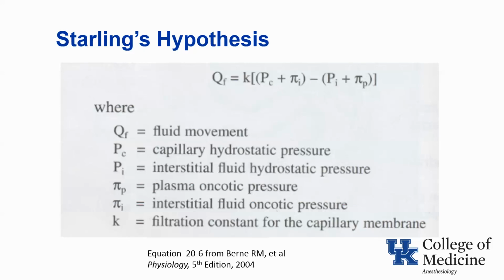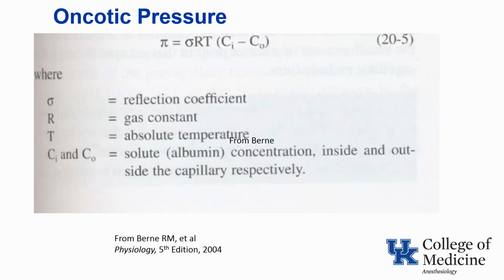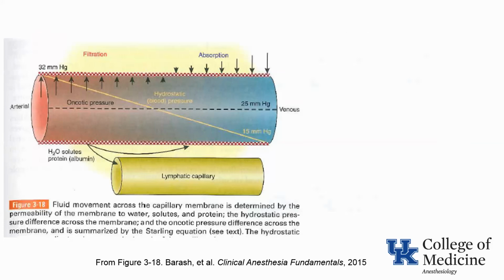And Starling, at the beginning of the last century, described his hypothesis of the movement of fluid between the proximal capillaries and the distal capillaries, and said it was governed by the difference between the pressure inside and outside the capillaries and the oncotic pressure inside and outside the capillaries. And the oncotic pressure, which is determined by these various factors.